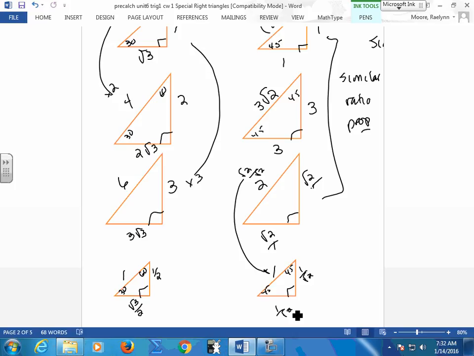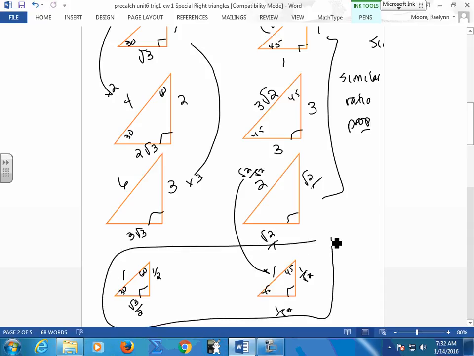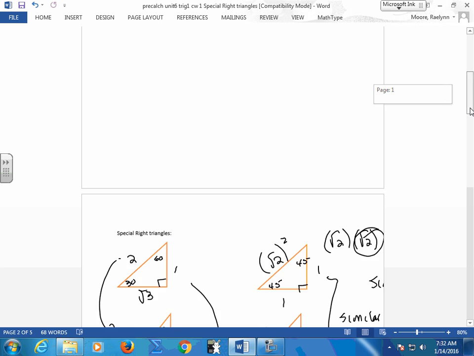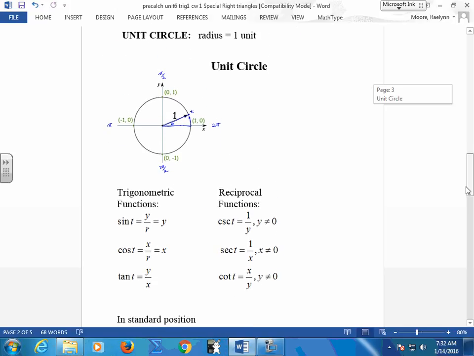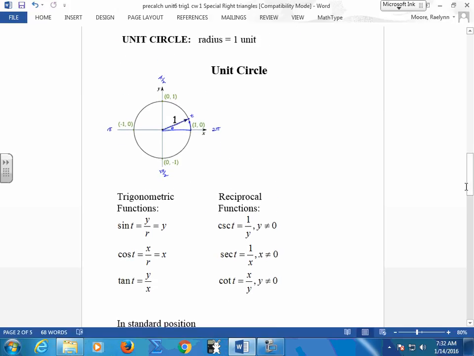Now, from these guys, we can start your unit circle. Why could I use these triangles on a unit circle? Unit circle, the radius is 1. Good, very good. Because on the unit circle, the radius is 1. So we're going to start here. We're going to talk about your unit circle for a minute, and we're going to come back to that.